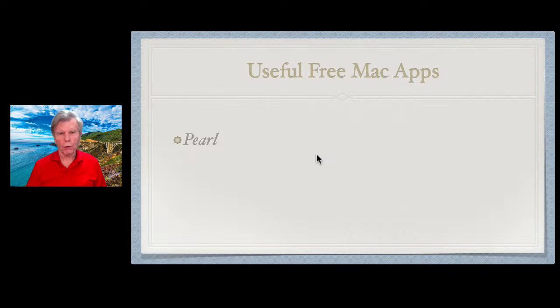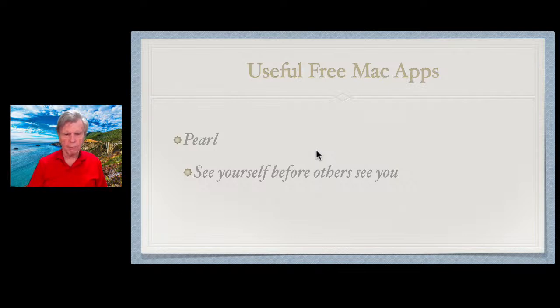Now we come to Pearl. So Pearl lets you see yourself before others see you. So when you're getting ready to go on to a video conference like Zoom or FaceTime, you can quickly check what you look like on the camera. It's in the menu bar. Now I know you can do this in Zoom, but it's like 5 or 6 different steps to get to where you can see it in Zoom.